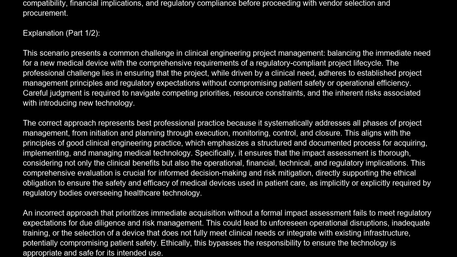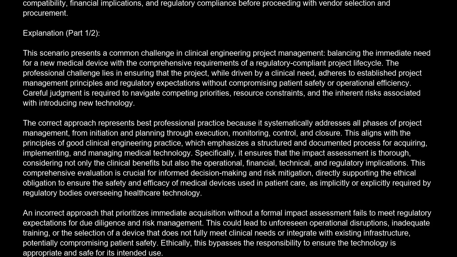The correct answer is C. Conduct a comprehensive impact assessment that evaluates clinical efficacy, operational integration, technical compatibility, financial implications, and regulatory compliance before proceeding with vendor selection and procurement.